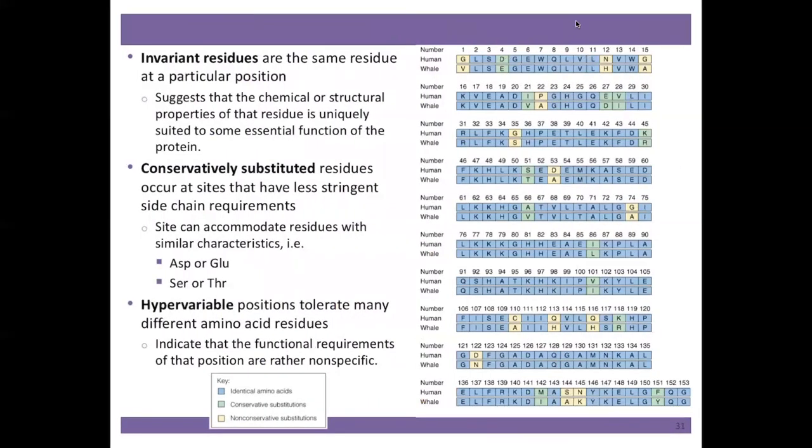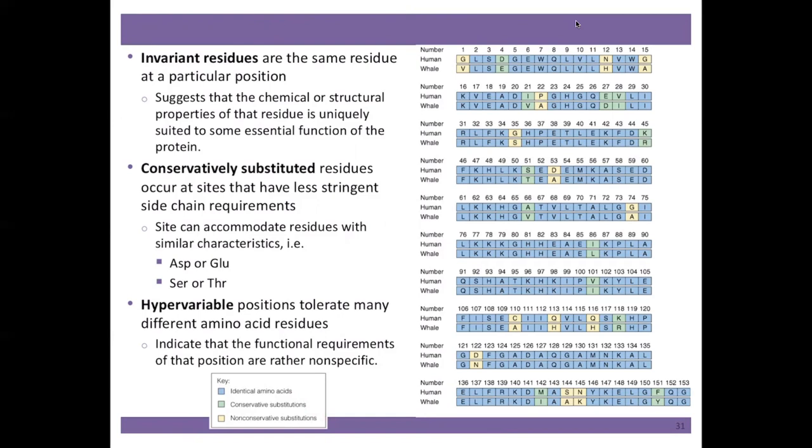Now down here at this bottom, this is from a different book, but they have a key here. So identical amino acids, that's what we would call an invariant. Conservative substitutions are, again, conservatively substituted. And non-conservative substitutions, that doesn't necessarily mean that it's hypervariable. That just means that we've changed it. Okay, so it's kind of a non-conservative substitution.